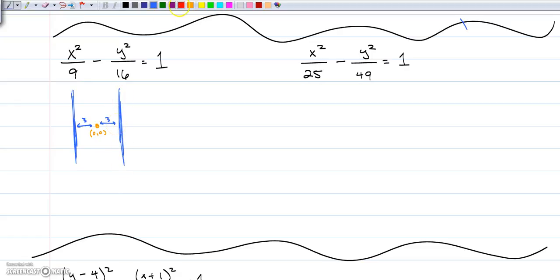Similarly, in the vertical direction, I'm going to be going up and down 4. This distance here is 4. Up and down again is 4. This is the top and the bottom of the box.